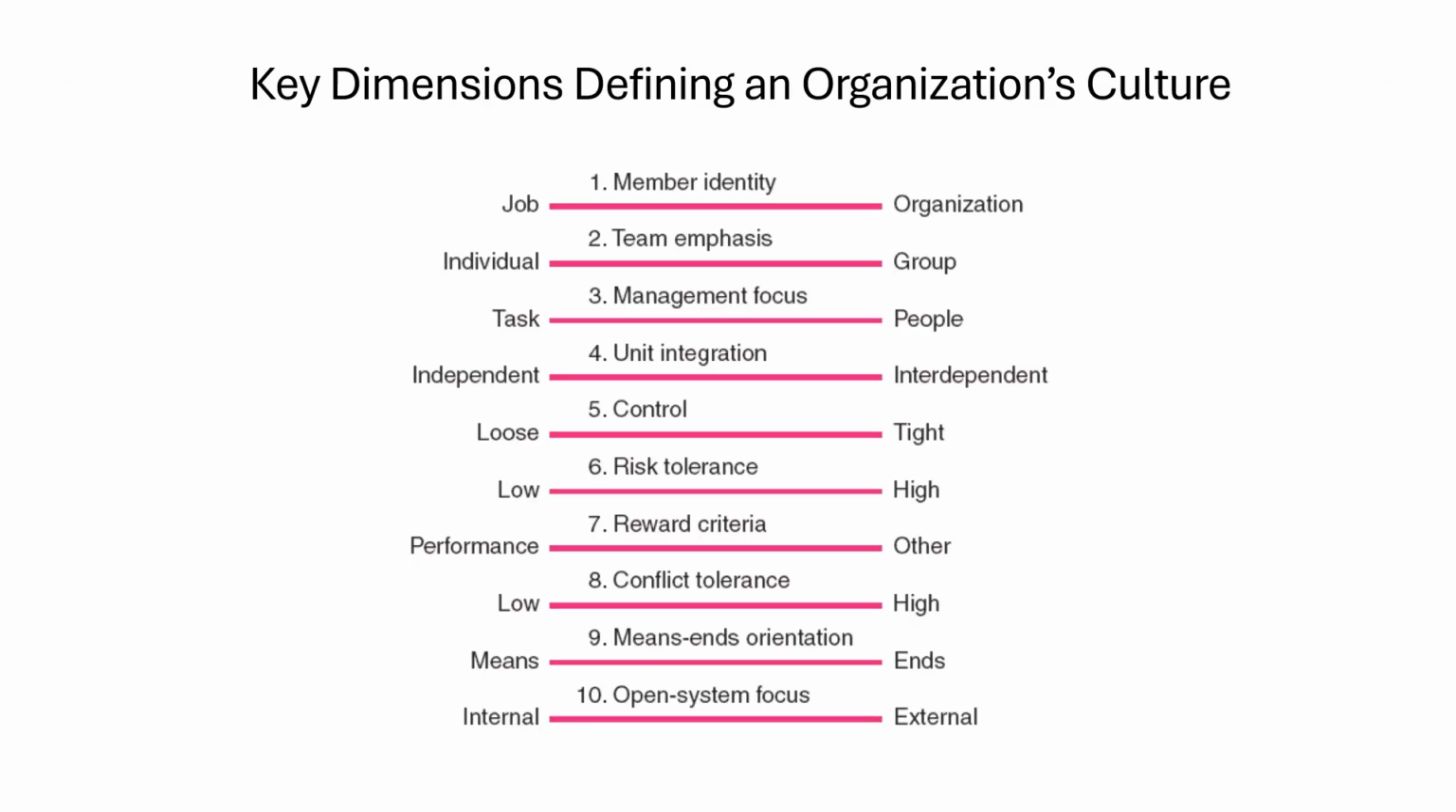Research suggests that there are 10 primary characteristics which, in aggregate, capture the essence of an organization's culture. These include: 1. Member identity. 2. Team emphasis, where the left would be more individual and the right would be more toward group. 3. Management focus. 4. Unit integration. 5. Control, between loose and tight. 6. Risk tolerance. 7. Reward criteria. 8. Conflict tolerance. 9. Means-ends orientation. And finally, 10. Open system focus, between internal and external continuum.